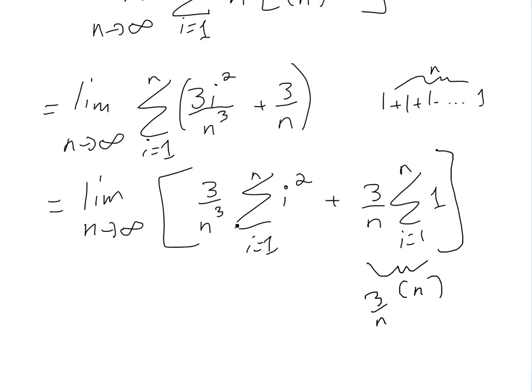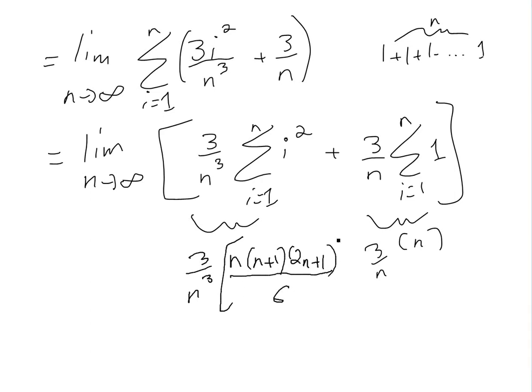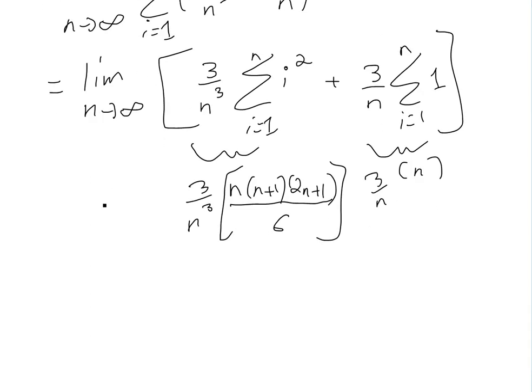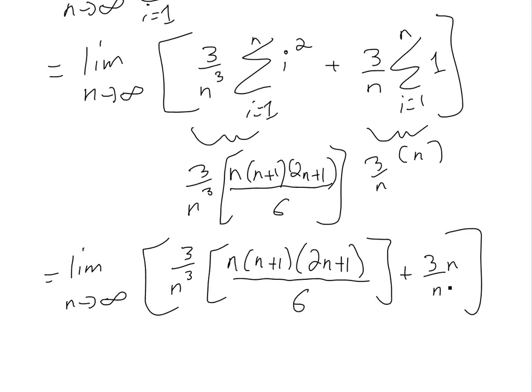And then this one here, if you saw my earlier proof on i squared in the video below, this is a sum of squares. And this would equal 3 over n cubed, taking that constant out of there, times n times n plus 1 times 2n plus 1, all divided by 6. So now if we put this all together, we get the limit as n approaches infinity of 3 over n cubed, times the i squared summation formula, plus 3 times n over n.